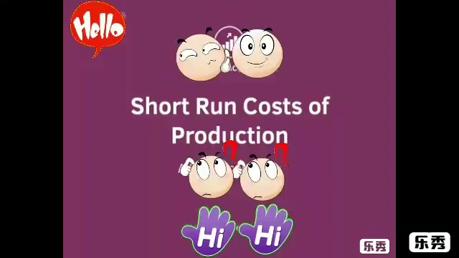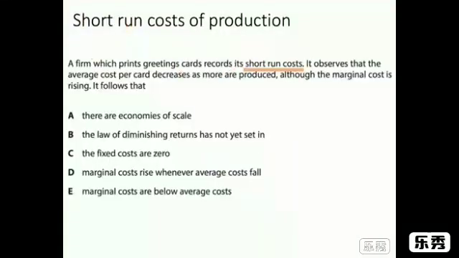Focusing on short-run costs of production. Here we go. A firm which prints greetings cards records its short-run costs. It observes that the average cost per card decreases as more is produced, although the marginal cost is rising. What does it follow? And you have 5 options here.